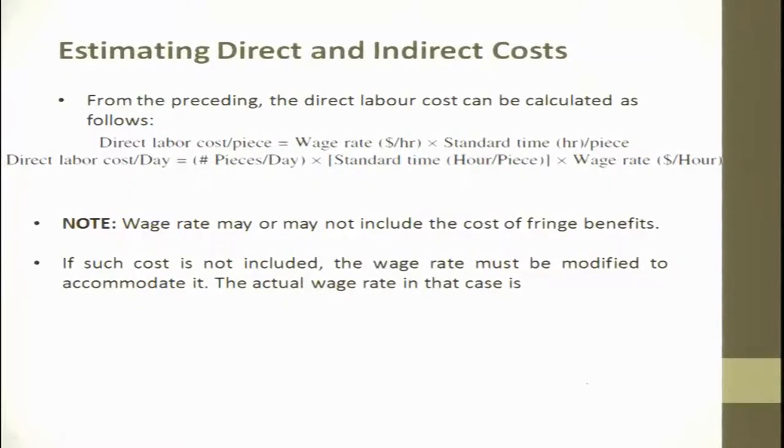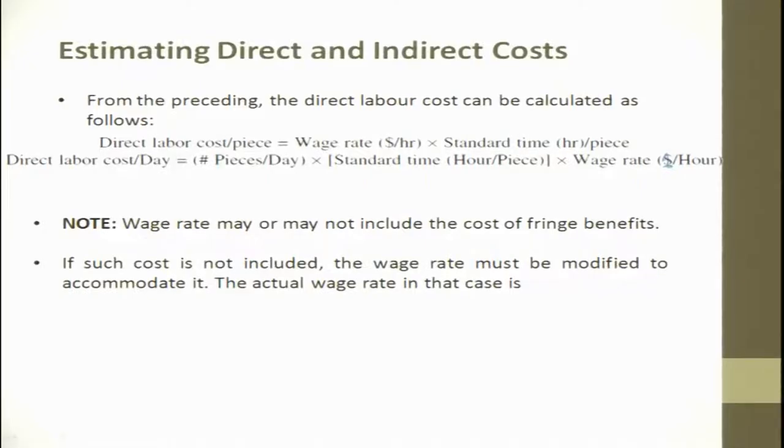From the preceding, the direct labor cost can be calculated as follows. Direct labor cost per piece is equal to the wage rate, which is dollars per hour or rupees per hour, into standard time per piece. The direct labor cost per day is pieces per day into standard time in hours per piece into the average wage rate in rupees per hour.